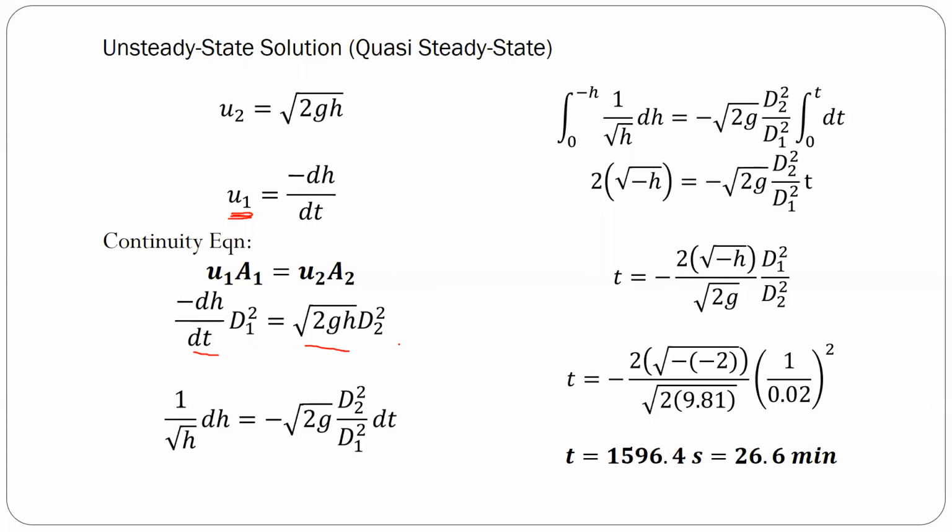Now we will rearrange the expression, okay? What we're going to do is to separate the variables, because what we obtain here is actually a variable separable differential equation. So here, pinagsama ko na yung dh tsaka si square root of h. Negative nilagay ko dito, right? And this whole thing, square root of 2g D2 over D1 squared, it's basically constant na to lahat. So ang natitira na lang dito is dt.